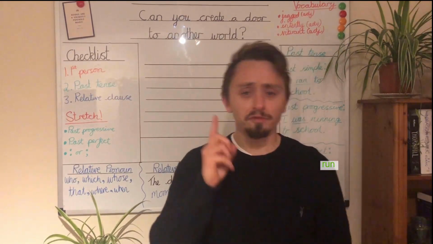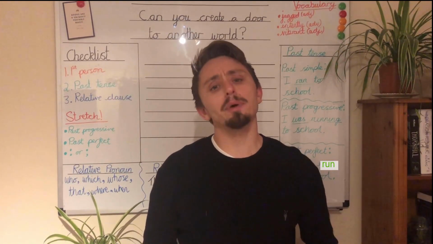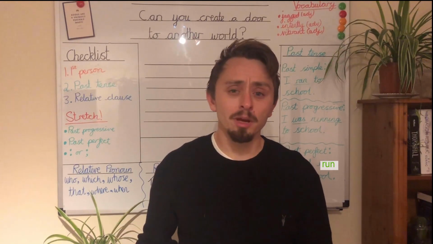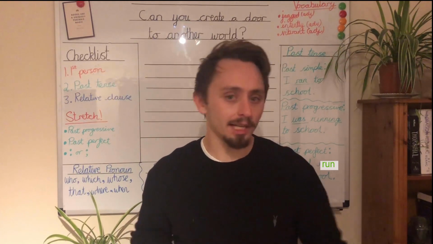The first thing on our checklist, first person. You're writing as if you are the person in the story. So you do not need to name them by name, so I won't be calling my character Jacob. I will be saying I, because I am telling that story.